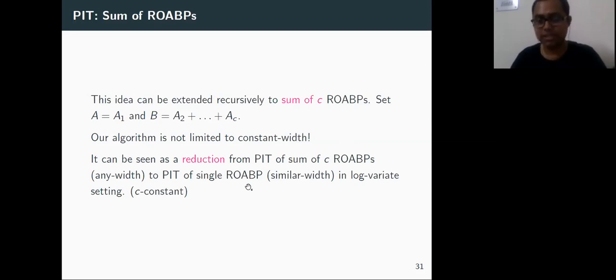Our method can be seen as a reduction from PIT of sum of C ROPs to PIT of single ROP, with whatever complexity you have for single ROP. You can multiply it with this double exponential factor of C, and you need a single ROP of similar width in log-variate, and you need to guess this prefix. You need this 2 to the n flexibility. So you also need log-variate. So our meta lemma is seen as a reduction from PIT of sum of C ROPs to PIT of single ROP in the log-variate setting.